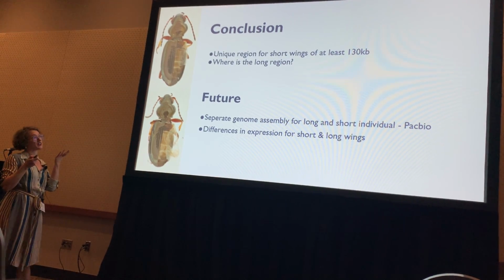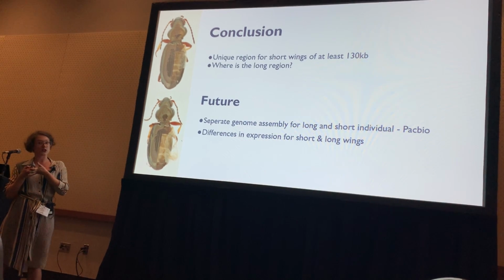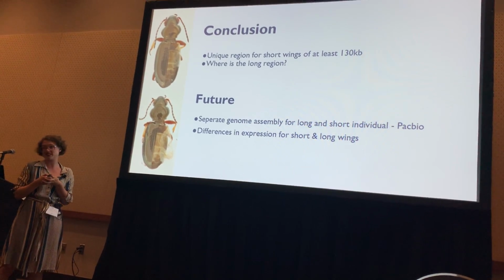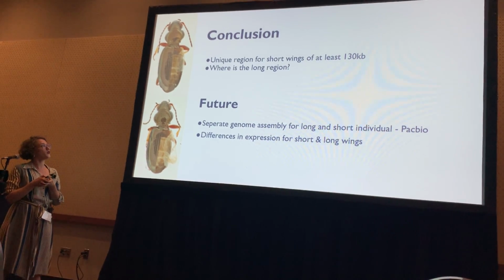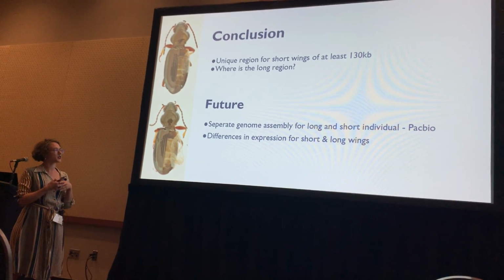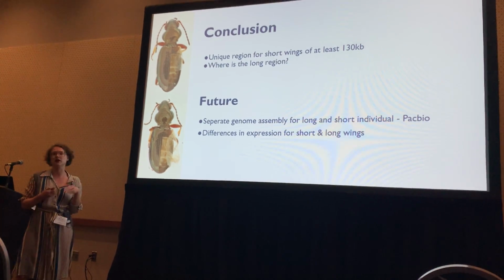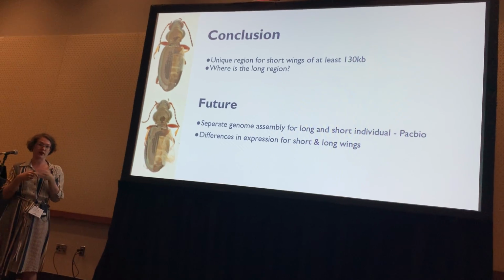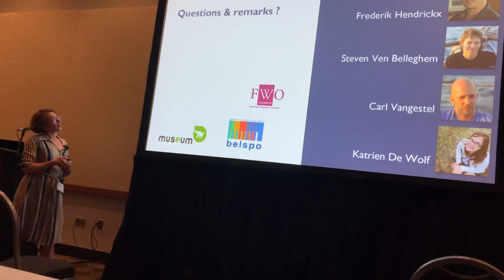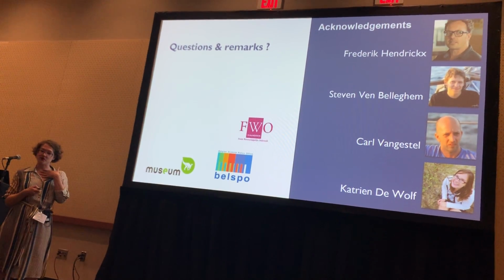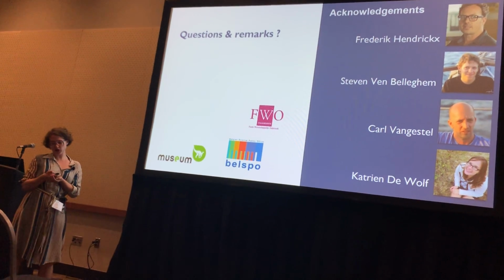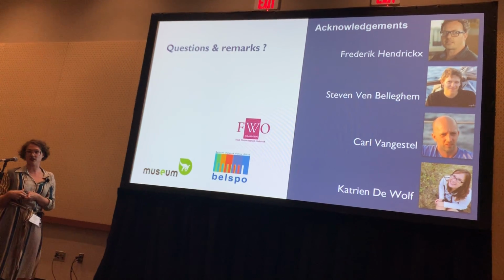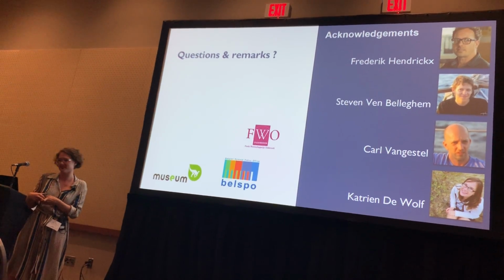But to conclude, we did find a 130 kb region for the short wings. The long wings is still a big question. Hopefully this will get resolved with the PacBio, and then we would also like to look at the differential expression between the short and the long winged region. And I would like to end by thanking everyone who was involved in this project, and I'm happy to answer any questions or remarks, or if someone has an idea.